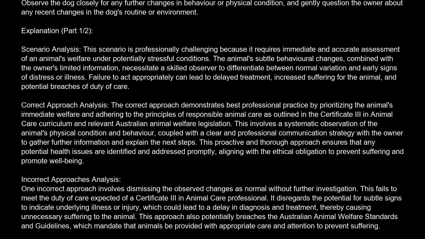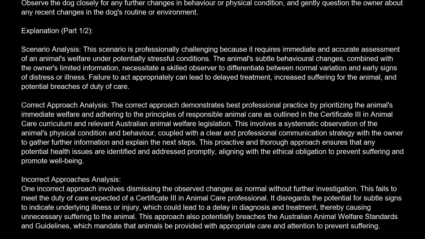It disregards the potential for subtle signs to indicate underlying illness or injury, which could lead to a delay in diagnosis and treatment, thereby causing unnecessary suffering to the animal. This approach also potentially breaches the Australian animal welfare standards and guidelines, which mandate that animals be provided with appropriate care and attention to prevent suffering.